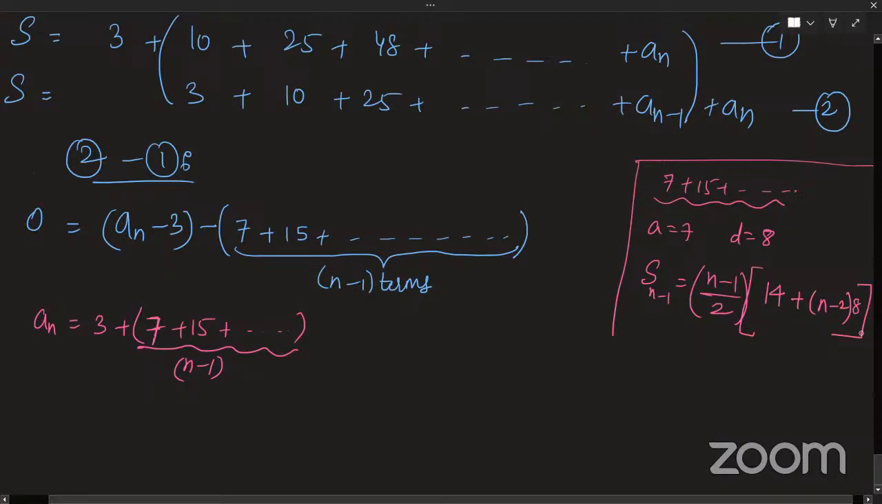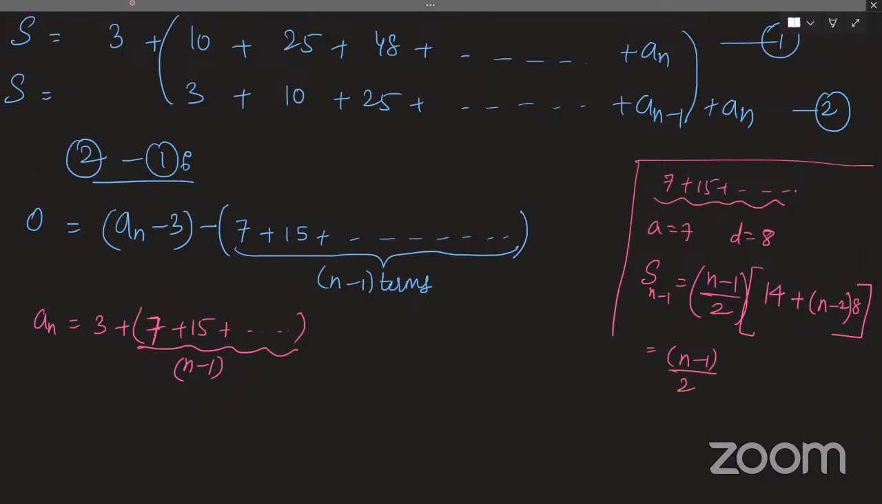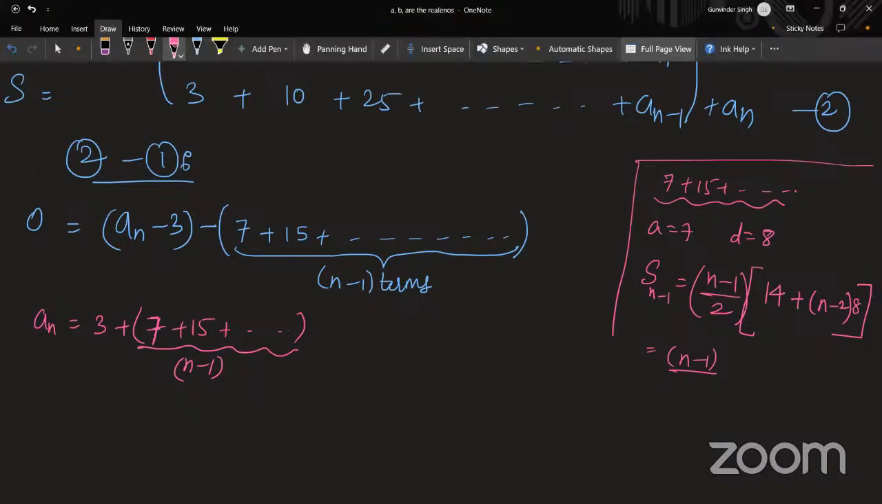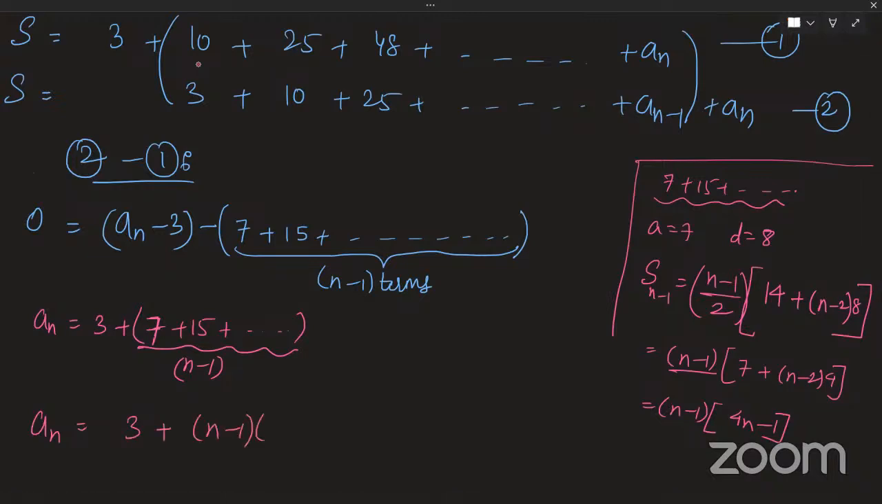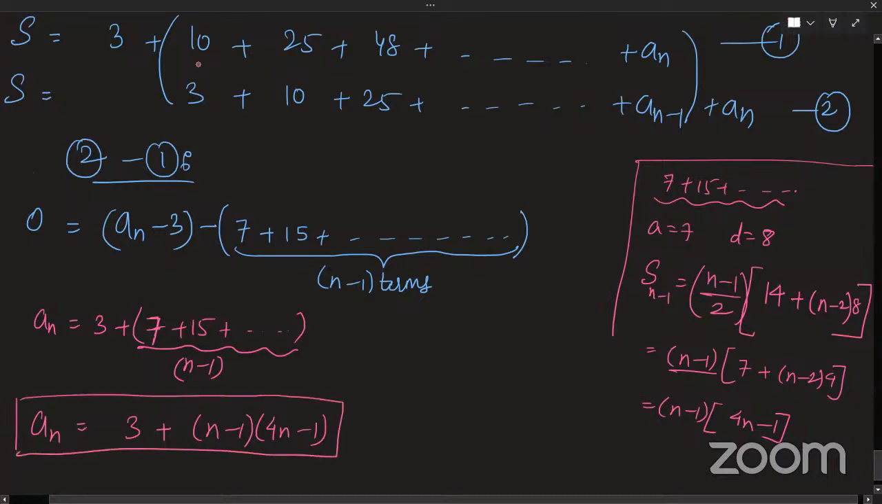Okay. So it is n minus 1 by 2 into, let me just make it a little bit easy, so I will send the 2 directly inside. So it is 7 plus n minus 2 into 4. So it is n minus 1 into 4n minus 1. Right. So my nth term is 3 plus n minus 1 into 4n minus 1.